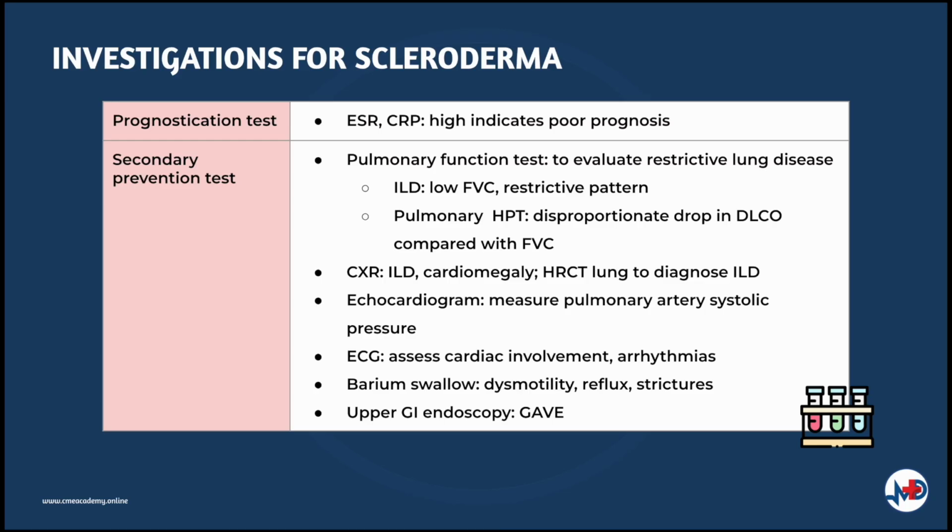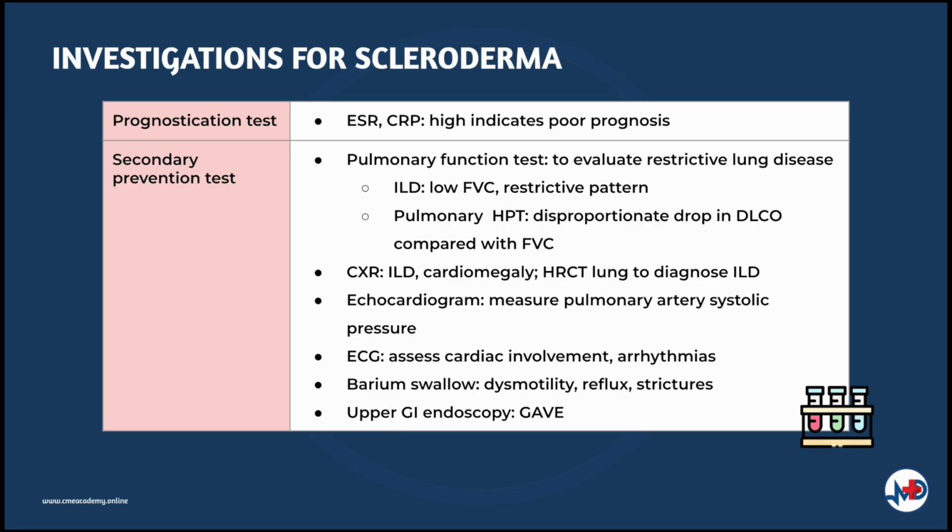Now, this slide discusses the prognostication tests and secondary prevention investigations for scleroderma. ESR and CRP levels can be high but indicate poorer prognosis. A pulmonary function test can be done to evaluate restrictive lung disease and pulmonary hypertension. Interstitial lung disease will show low forced vital capacity and a restrictive pattern, while pulmonary hypertension may depict a disproportionate drop in DLCO compared to forced vital capacity.